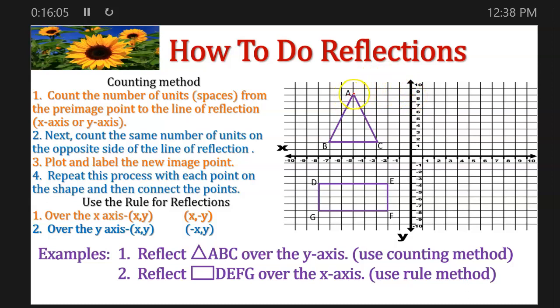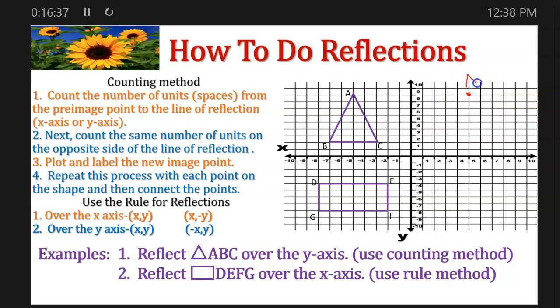Okay, so this A, we have 1, 2, 3, 4, 5. It is 5 spaces from our line of reflection, which in this case is our y-axis. So now that we know it's 5 spaces from the A point to the line, we have to count another 5 spaces on the other side of the line and then make our A prime point. So we're going to go 1, 2, 3, 4, 5. There's where our A prime point is going to be.